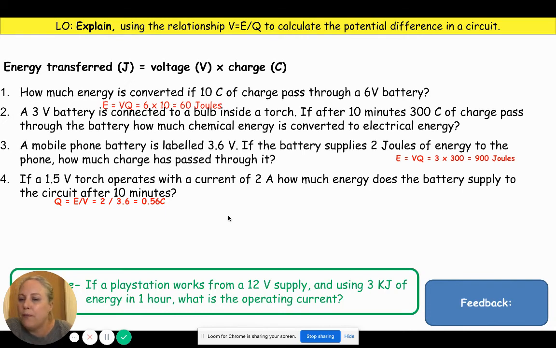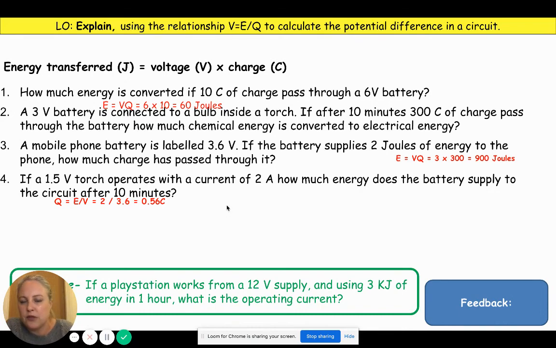Question 4, if a 1.5 volt torch operates with a current of 2 amps, how much energy does the battery supply to the circuit after 10 minutes? Okay, so we're looking at energy again. We want potential difference times the charge. The potential difference is 1.5 volts, but we don't have the charge. What we have is the current and the time. Now remember, charge equals current times time.